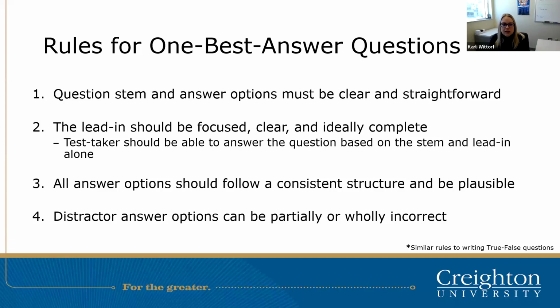And then the last one is that distractor answer options can be partially or wholly incorrect. Under this one best answer question, there's only one option that is the best answer. So therefore, the rest of the options don't have to be completely incorrect. And again, these rules for writing one best answer questions are very similar to writing for true or false questions as well.